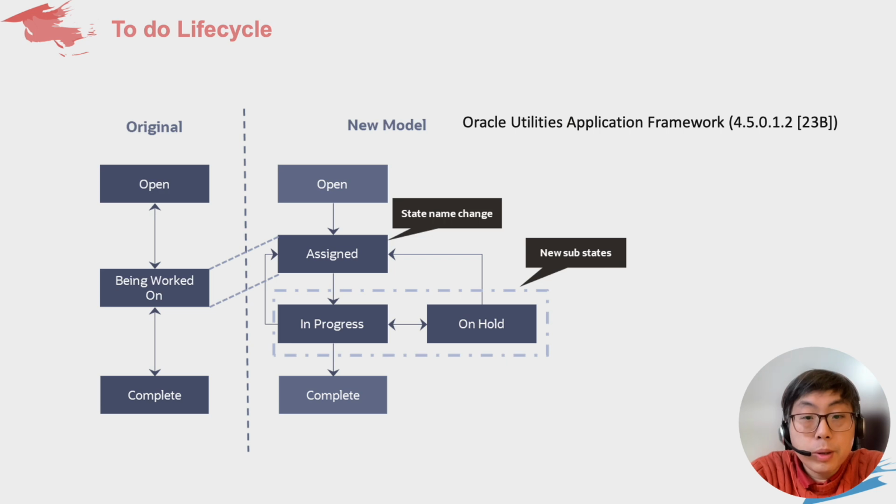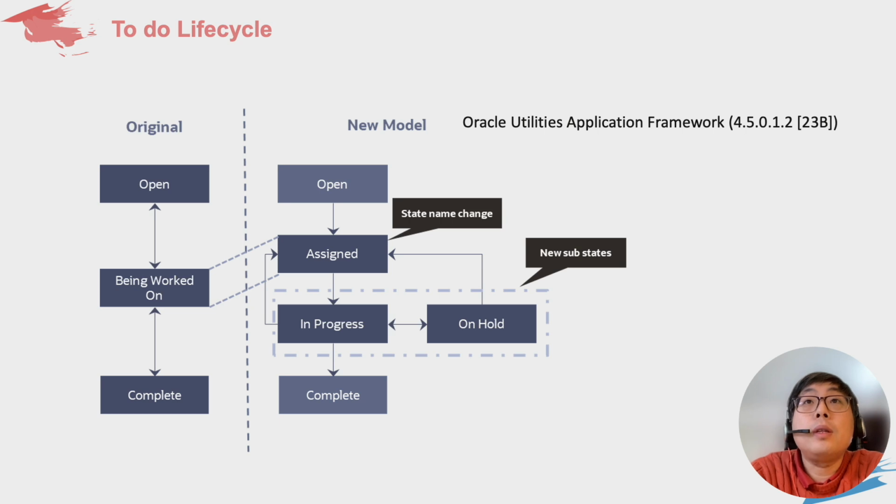I'm not quite sure which version you're working on, but in the older version, we have a life cycle on the left. So this is the open, being worked on, and complete. Now on the right-hand side is the new model, which actually just came out in the framework 4.5.0.12. That's the 2023 second release.